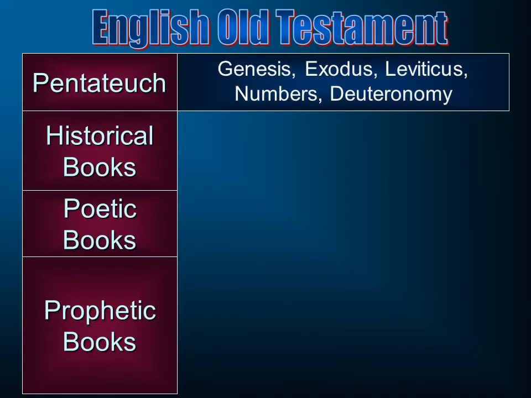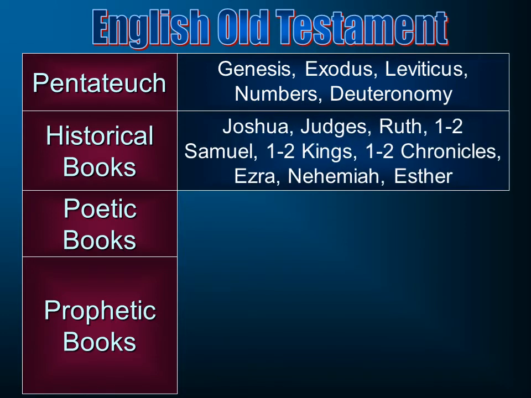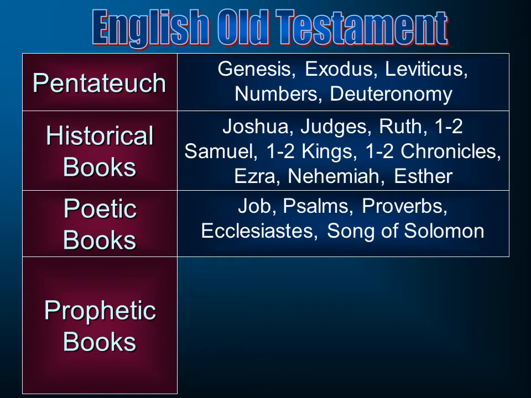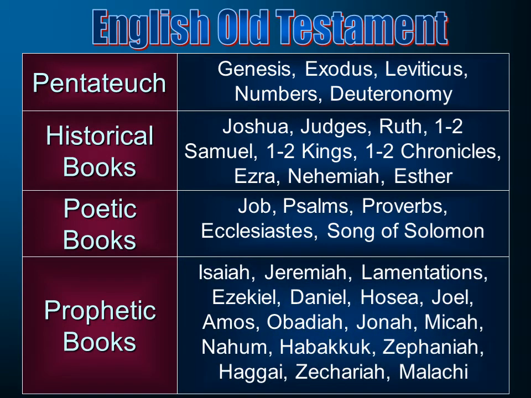In our English Old Testament, we start off with the first 5 books, the Pentateuch, Genesis through Deuteronomy, and then we have the historical books, Joshua, Judges, Ruth, all the way down to Esther. What we're going to be looking at are the books of poetry. Those are Job, Psalms, Proverbs, Ecclesiastes, and Song of Solomon. And of course, just to round off the rest of our Old Testament, we have the prophets, Isaiah, all the way down to Malachi.